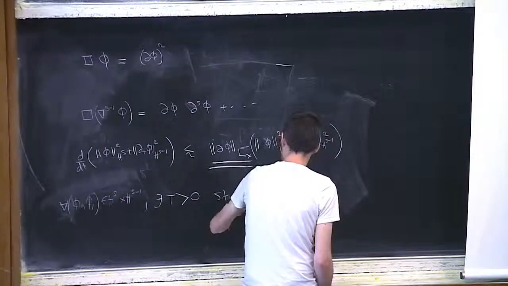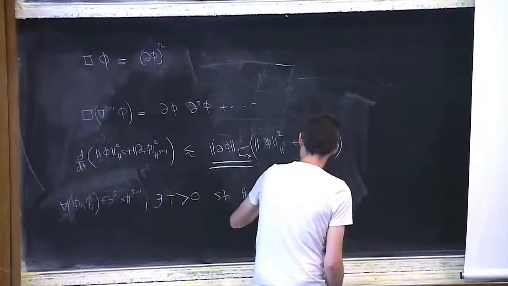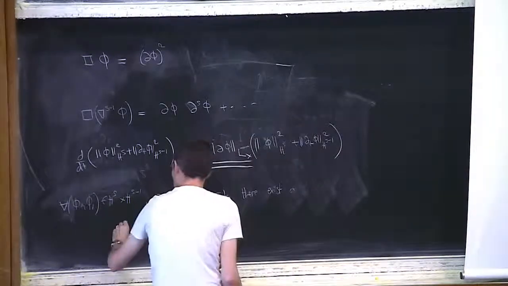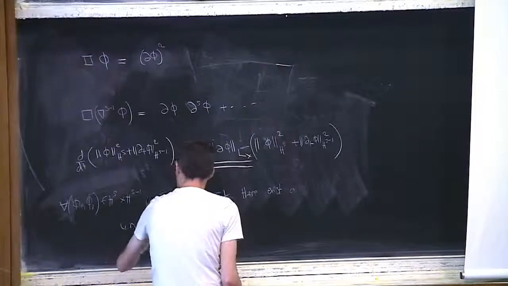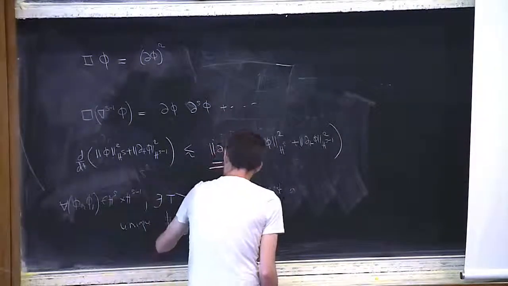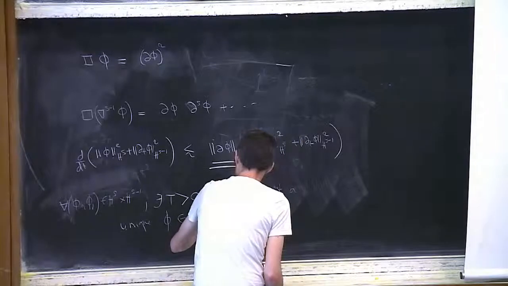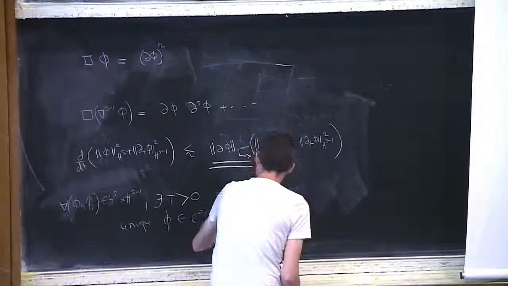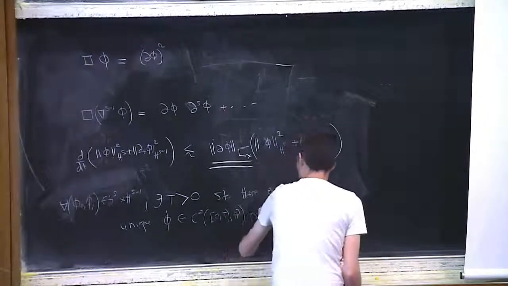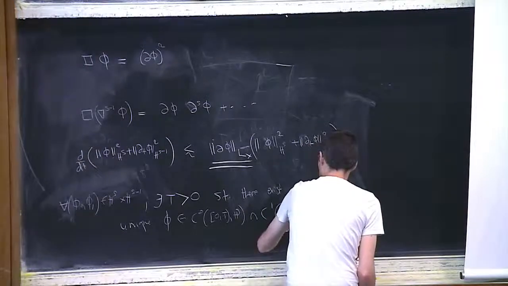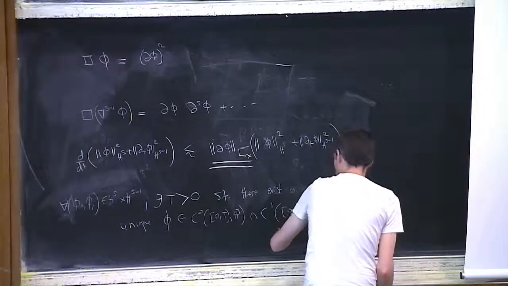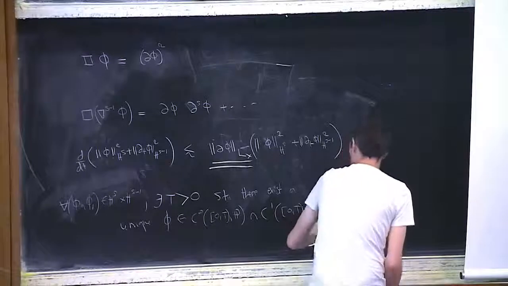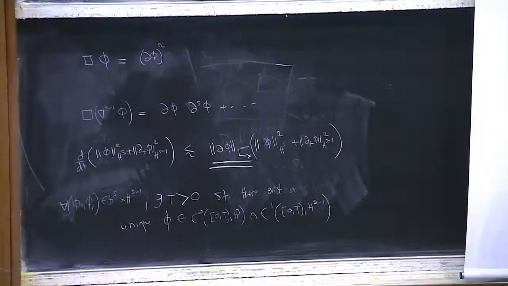there exists a unique φ, which is continuous from [0,T] to H^s, and C^1 from [0,T] to H^(s-1). Okay, so that's what I mean by well-posedness.